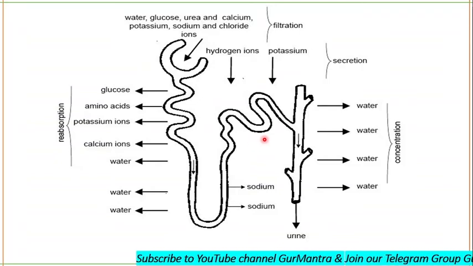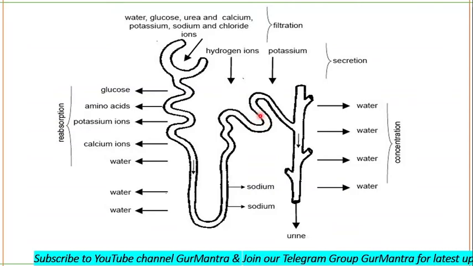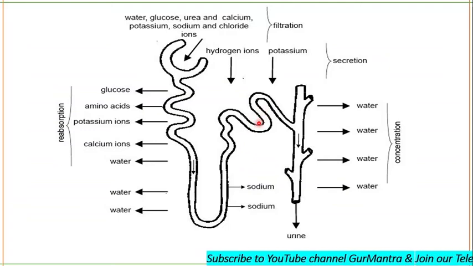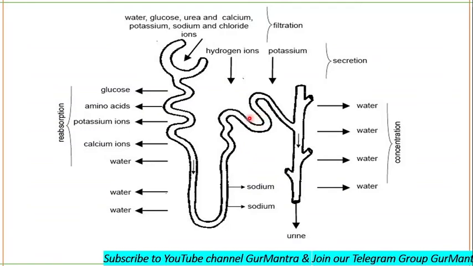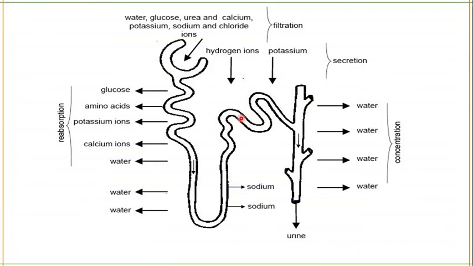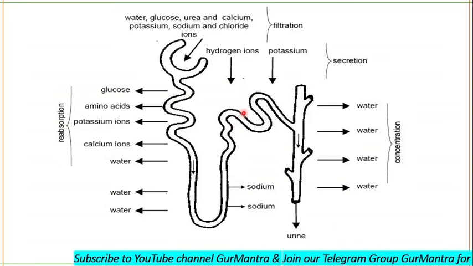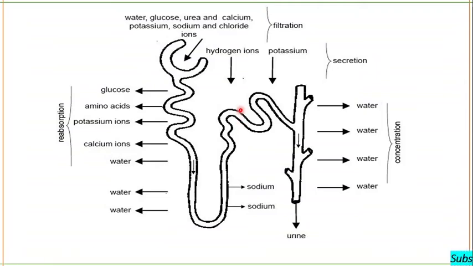The early distal convoluted tubule, okay, has almost the same characteristics as the thick ascending loop of Henle, and it is going to reabsorb sodium ions, calcium ions, magnesium ions, but it is almost impermeable to water. Okay, the early distal convoluted tubule has this kind of function. It is almost impermeable to water and urea.